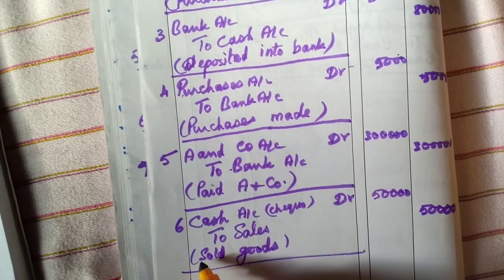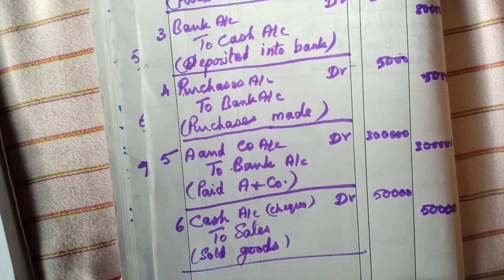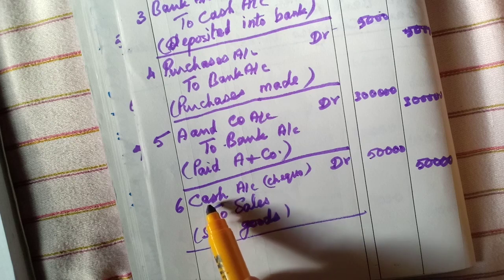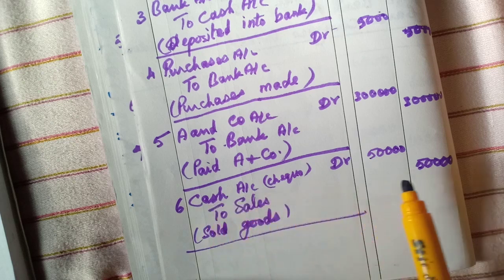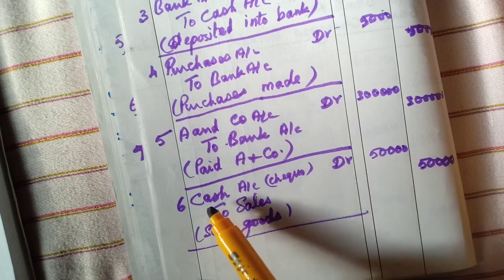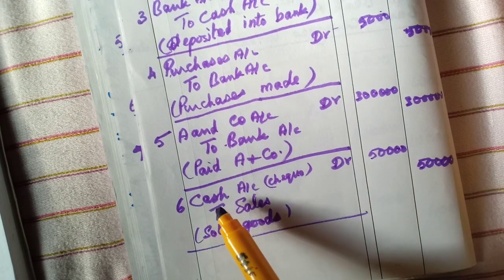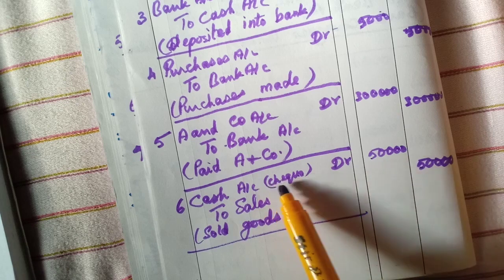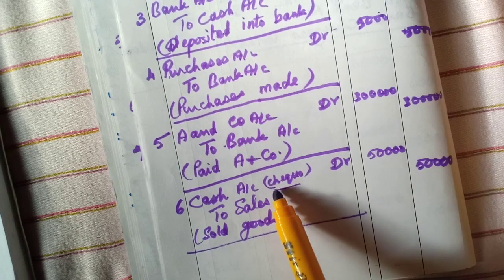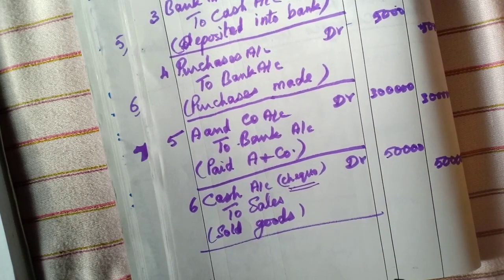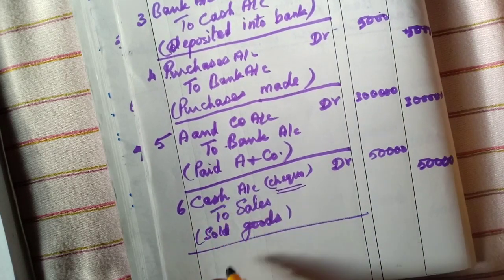Now, next one, deposited the check received from C and Co with the bank. Now we have to cancel this cash, isn't it? Whether we have the cash in the office, 50,000? No. This cash must be balanced. We must cancel this cash, because we have that check leaf only. Whether we will have that 50,000 rupees in our office? No. So we need to cancel this one.